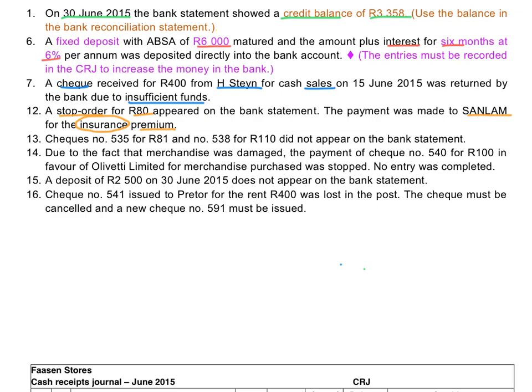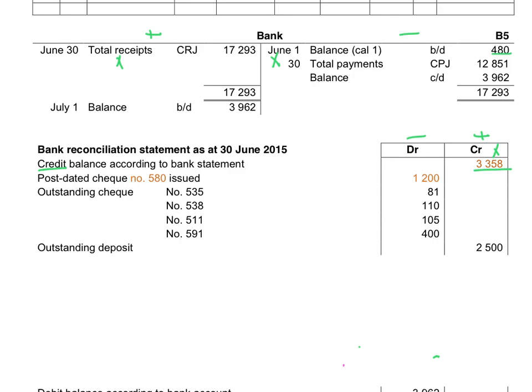Check number 535 and check number 538 did not appear on the bank statement. So it's checks that we issued that must still be paid out by the bank in the future, and any transactions that the bank will record in the future, we will record in the bank reconciliation statement. In the bank reconciliation statement, we will show that these two checks must still be paid in the future, the 81 Rand and the 110 Rand.